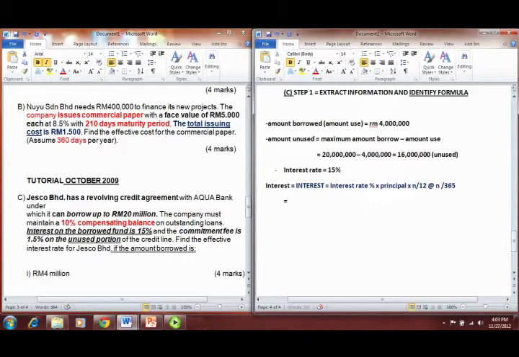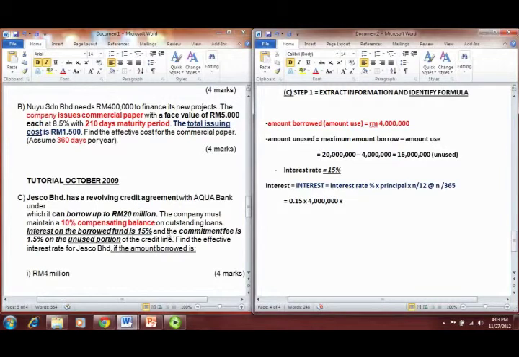So what is the interest rate, class? It is 15%. 0.15 times your principal. In this case, principal is your amount borrow, correct? As you have stated in the information, amount borrow is only 4 million. So 0.15 times 4 million, we will times with your N over 365.